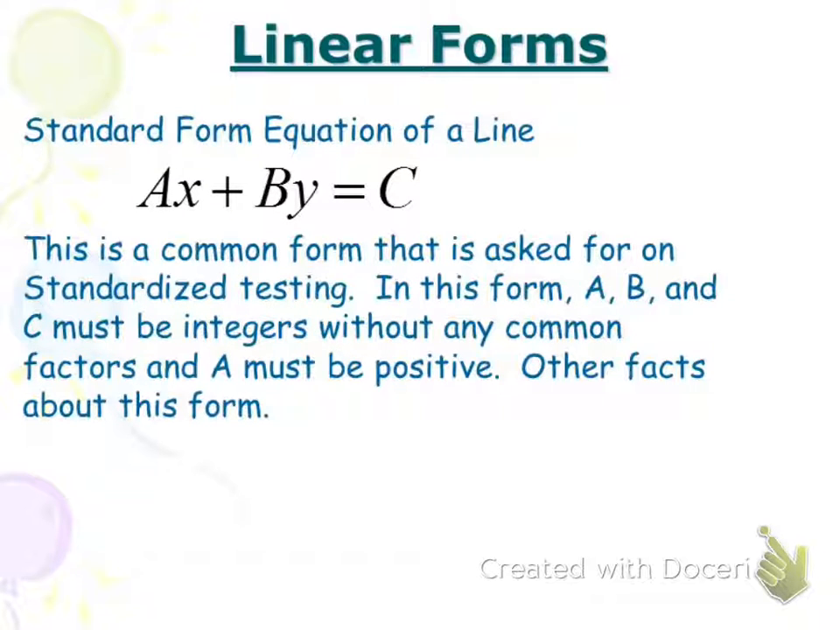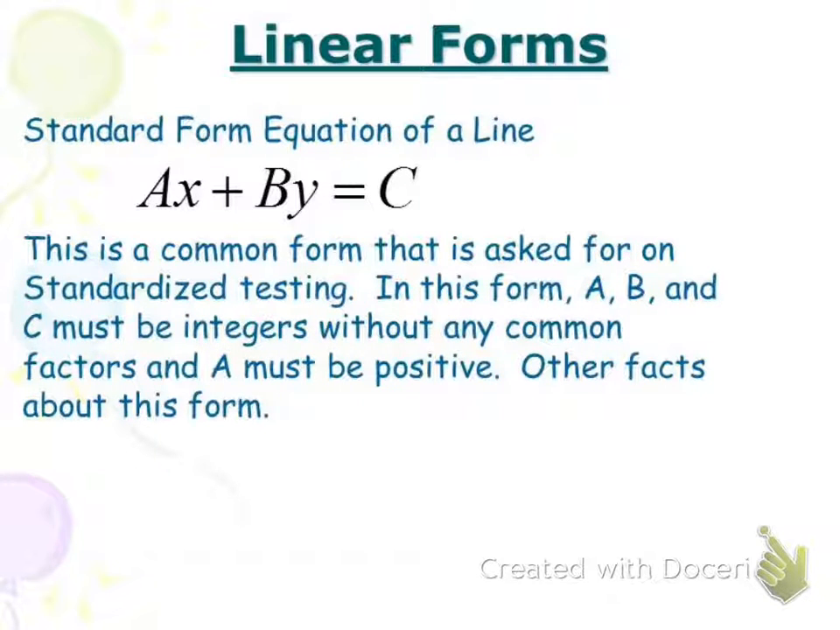What does that mean? Integers are certainly not square roots unless it's a perfect square. They're not fractions or decimals. Integers are whole numbers and their opposites. And a has to be positive, and the three can't have a common factor. In other words, they couldn't all be even. I'll show you an example of this.